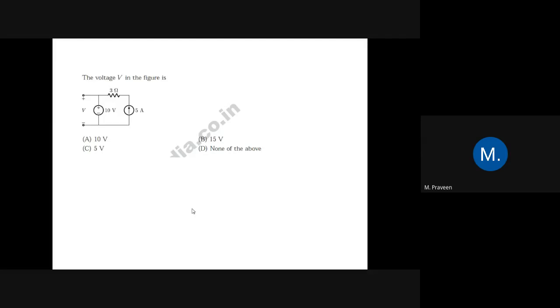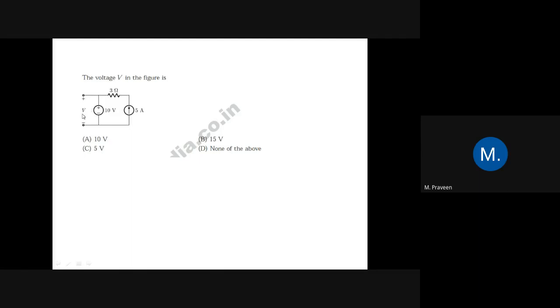The voltage V in the figure is dash. So can you guess what is the answer? Very simple. It will take only a second to answer the question. So very simple question. So simply the voltage is going to be the voltage of 10 volts. So no need to derive anything.